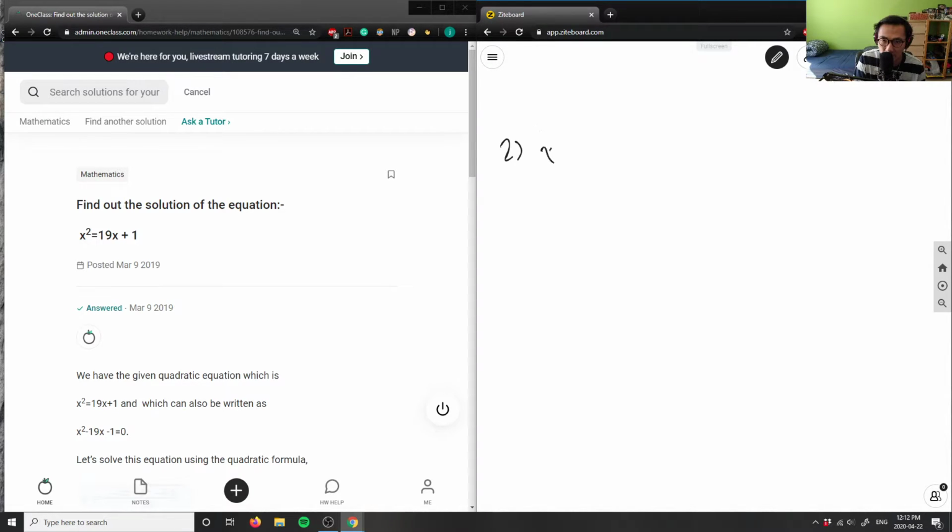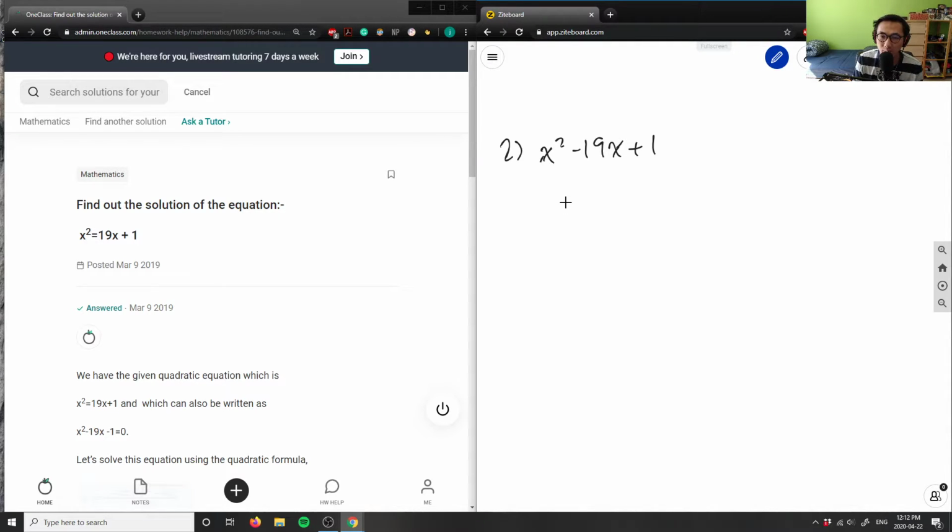So I have here x squared minus 19x plus 1, and we have to figure out what the solution of this equation is, right? So how would we find the solution of this problem? The first step we can take is to find out if this is factorable, right? So let's figure out if this is factorable.